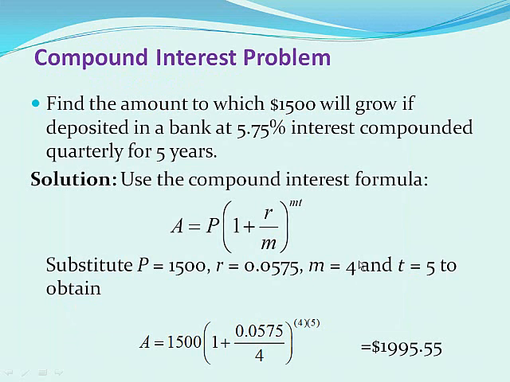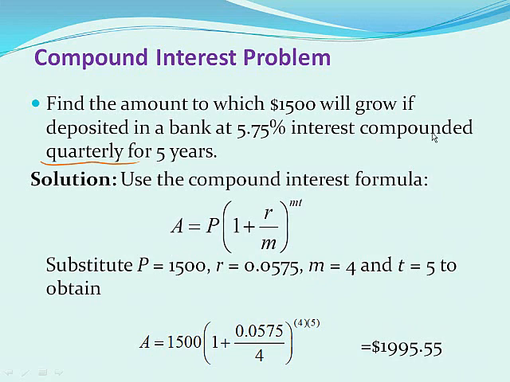Here is a compound interest problem. Find the amount to which $1,500 will grow if deposited in a bank at 5.75% interest compounded quarterly for 5 years. We are going to use the compound interest formula here.